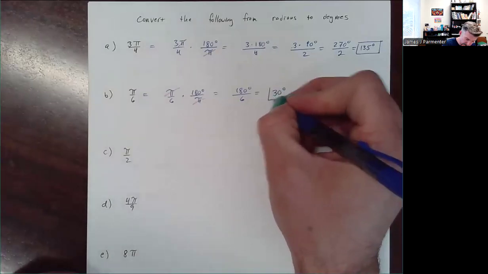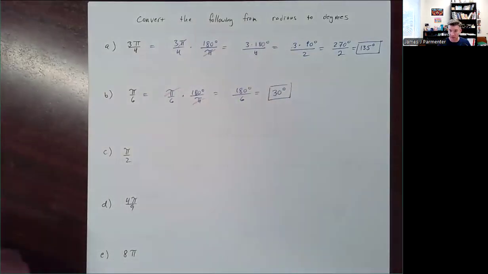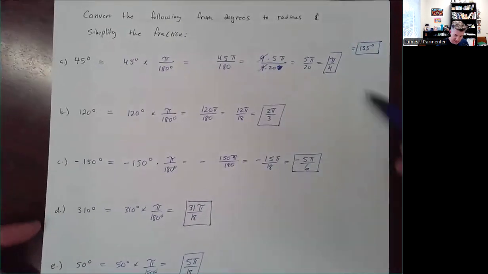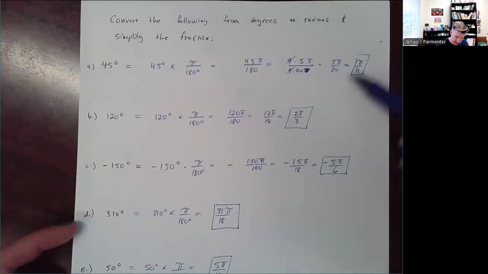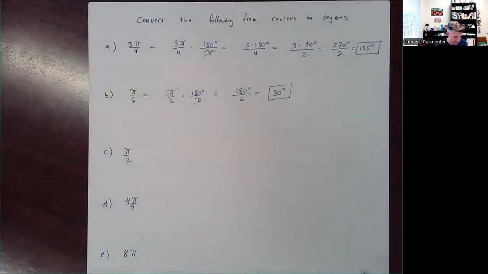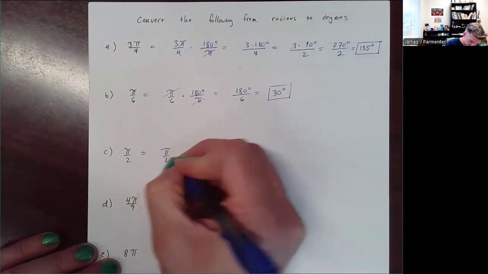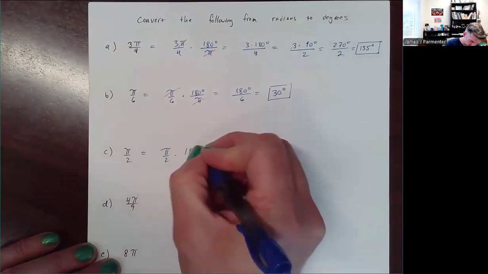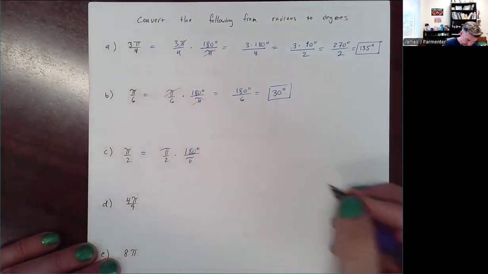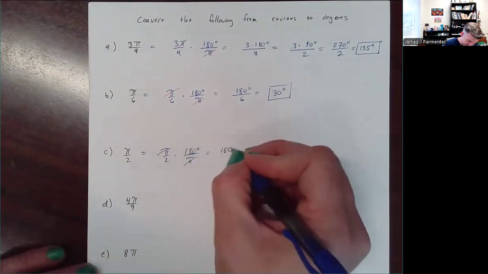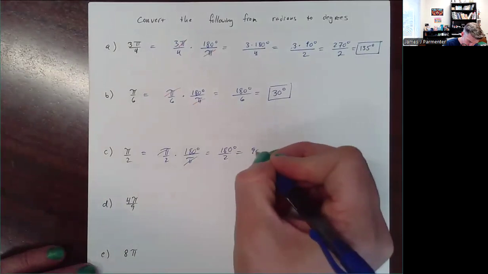We do need to write the degree symbol to make sure that we know it's a degree. Whereas in all of these other ones on this previous page, none of these have the degree symbol because they were all measures of radians. Okay. Same deal over here. We're going to multiply pi over 2 by 180 degrees over pi. The pi's cancel. And we get 180 degrees divided by 2, which is 90 degrees.